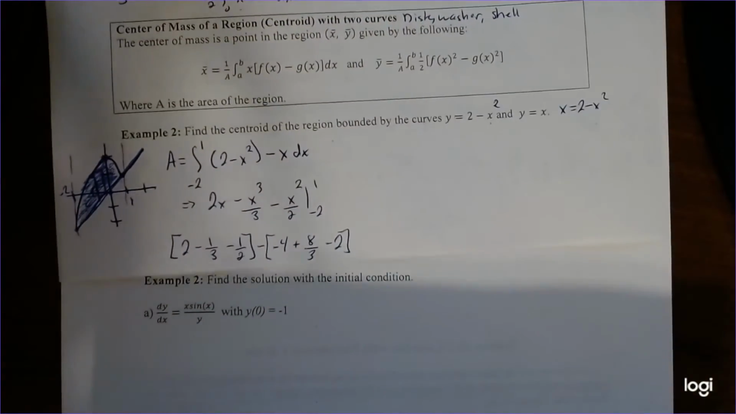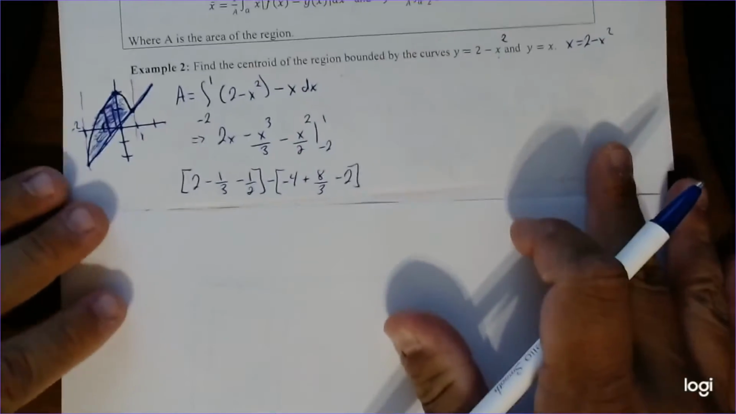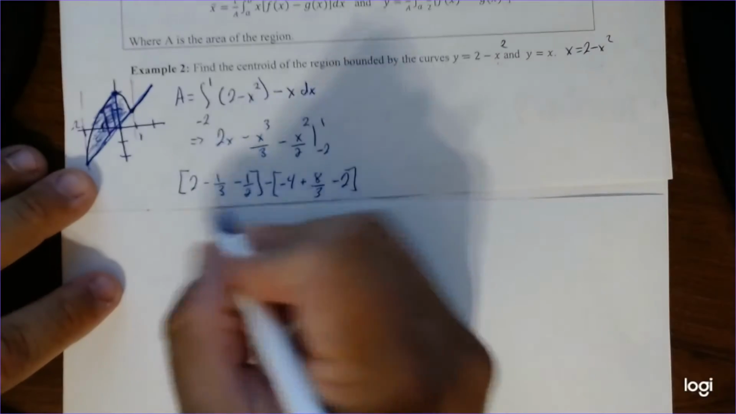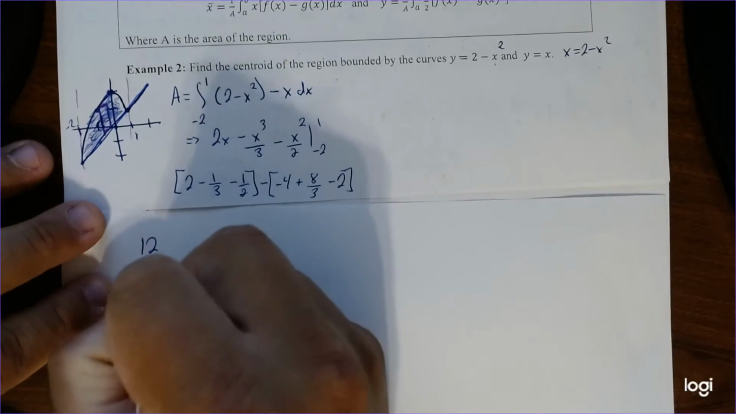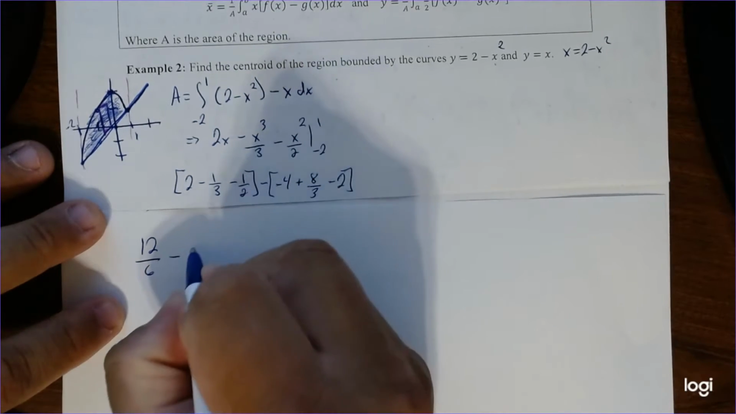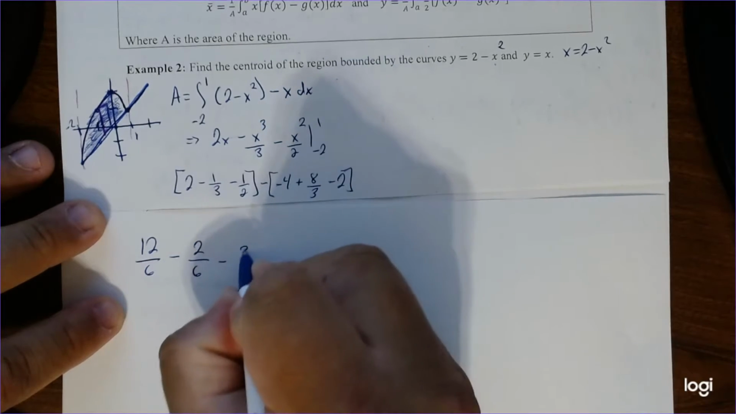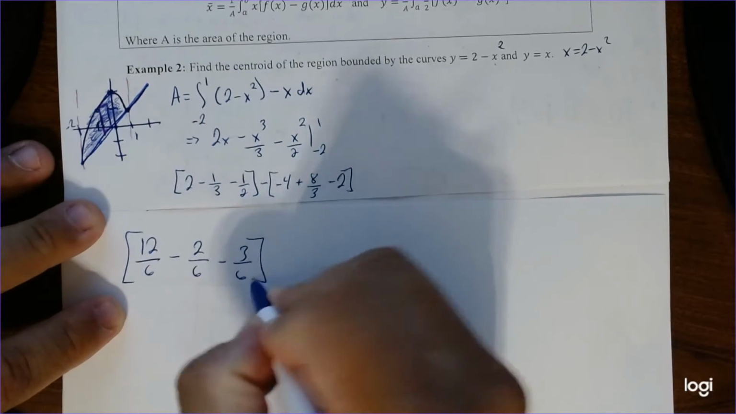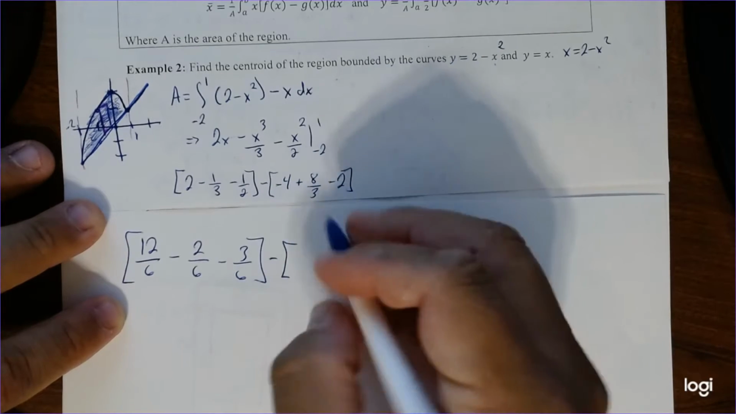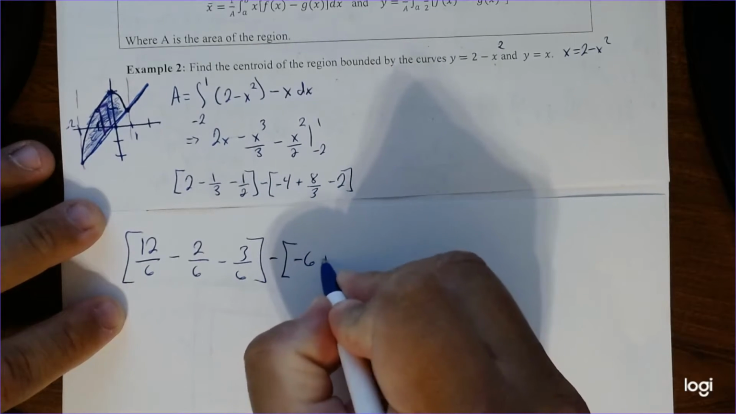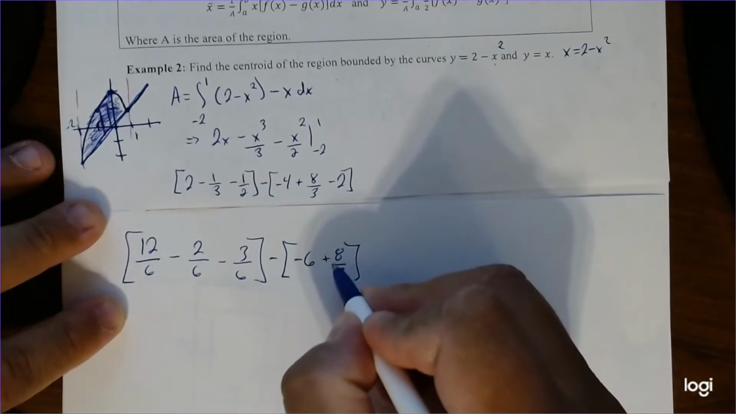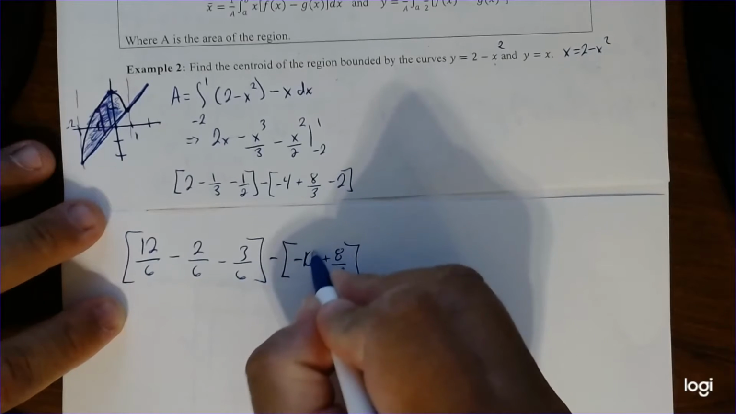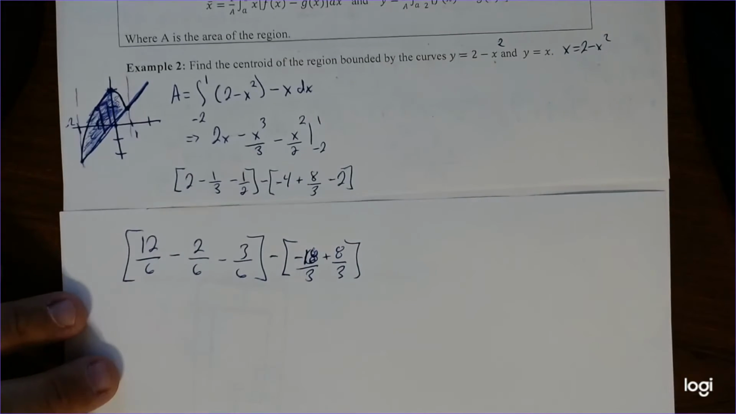Just like everybody else, I don't really like adding fractions together, but sometimes we've got to do this. So the common denominator is going to be 6, so we're going to multiply each one by 6. So 6 times 2 is 12. Multiply this by 2. Multiply this by 3. Okay, that's that portion. And then on this side, this is going to be negative 6 plus 8/3. So if we do 3, it's going to be 18 over 3. Just adding these two together here.